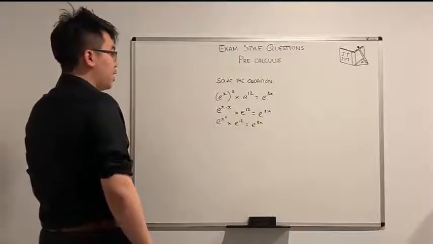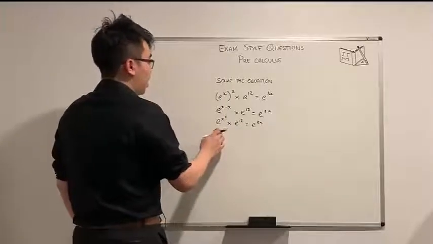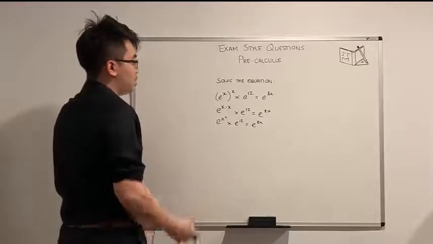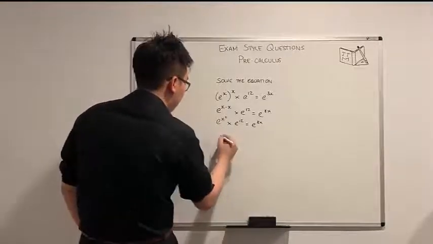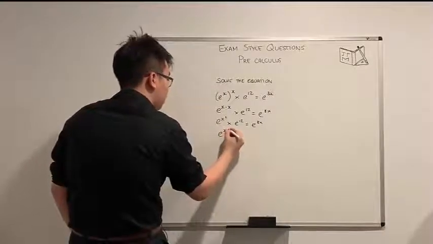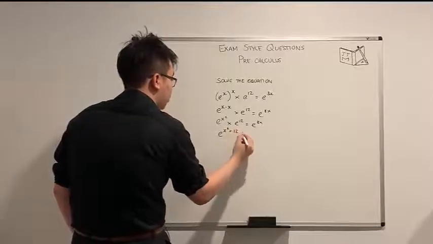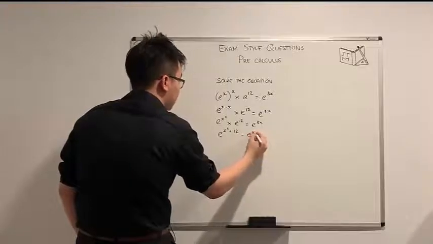Here I can use another law of exponents to say that if I have two of these exponents with the same base e and I multiply them together, then I can add the exponents together. So we're going to have a single base e now to the x squared plus 12, and on this side, e to the 8x.